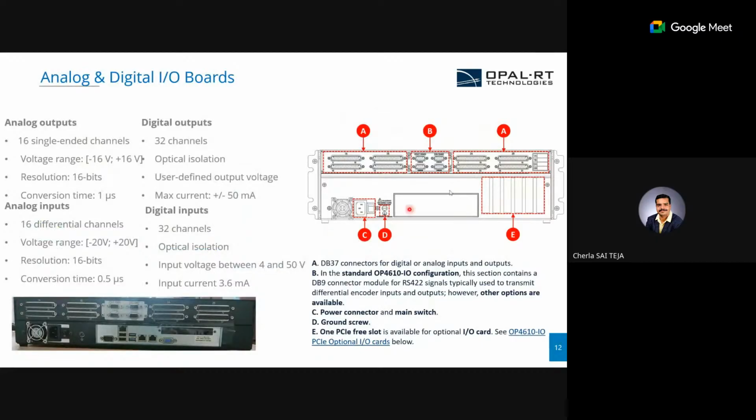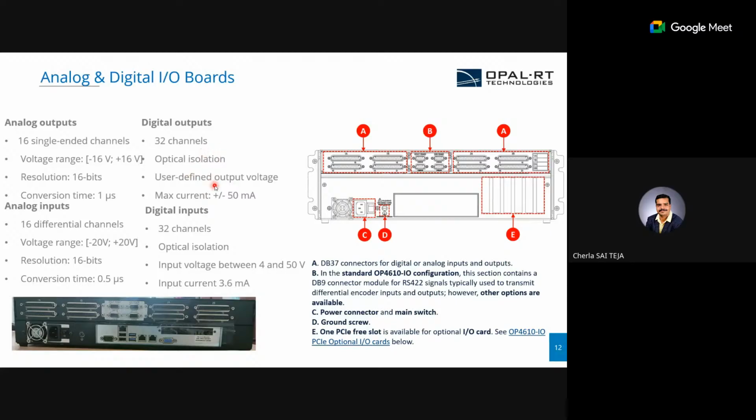Now, coming to the specification of the analog and digital I/O boards, we have our analog channels. Analog cards will come with 16 channels each, and digital cards will have 32 channels each. We can see the voltage ranges. We can have different ranges: for analog output plus or minus 16 volt, and for analog input plus or minus 20 volt. Whereas the current rating will be in milliampere, as all these are PCBs. So one has to ensure that they're not sending more current, which would result in damage to these I/O boards.